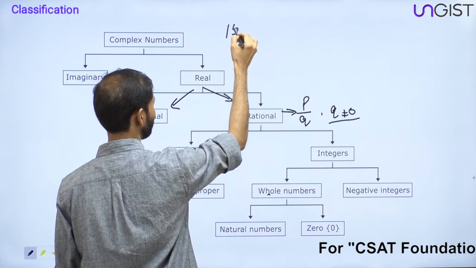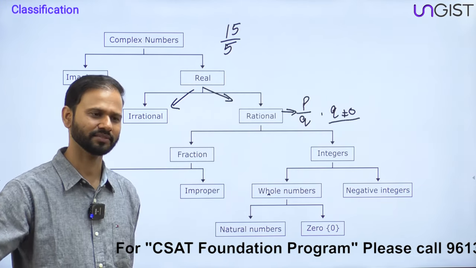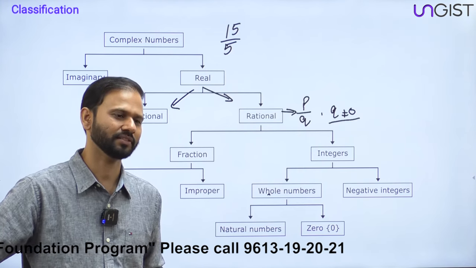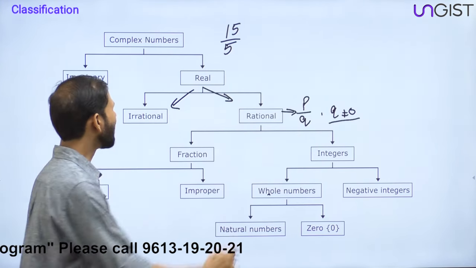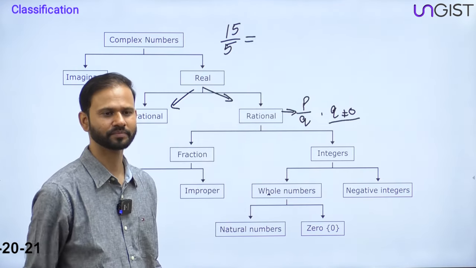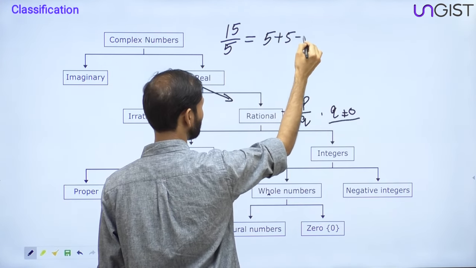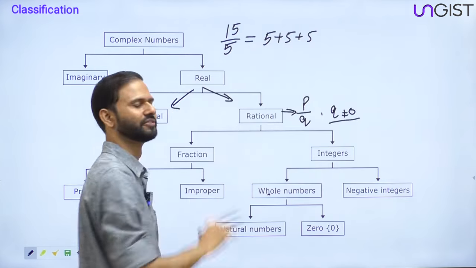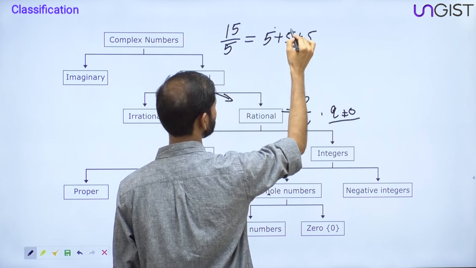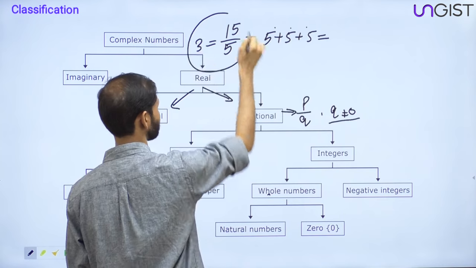Guys, suppose 15 by 5. You know the result is 3. But what is the basic definition of division? The basic definition of division is: how many times must 5 be added to make 15? This is the basic definition of division. So that's why the resultant is 3: 1, 2, 3.